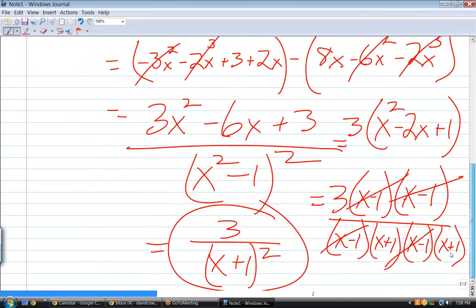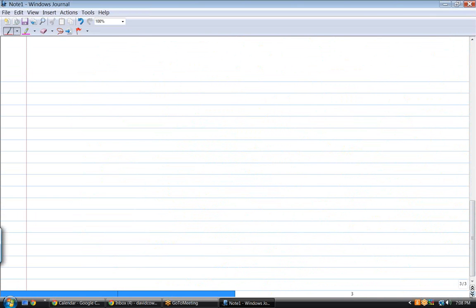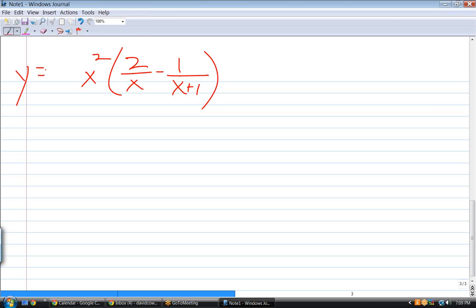Okay, so my next problem I wanted to do was of a similar nature, but this one's sort of a little different. It's x squared times, and this is in parentheses, 2 over x minus 1 over x plus 1. Like that? Yep. So you need to find y prime? Yeah. Okay. Well, what's the easiest thing to do?